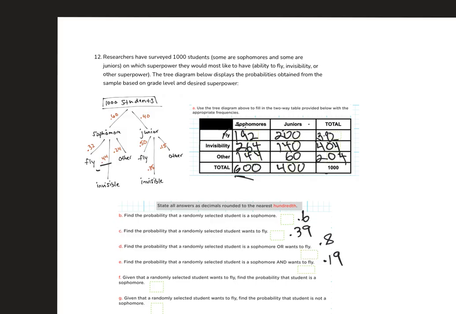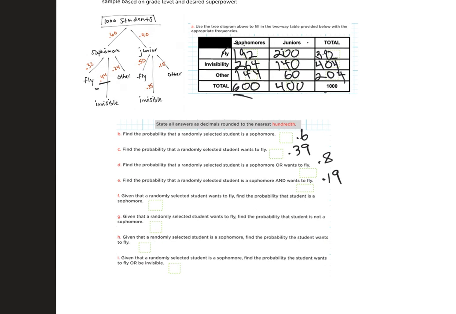Okay, we're then asked, given that a randomly selected student wants to fly, what's the probability that the student's a sophomore? So we're saying out of the 392 students who want to fly, what's the probability that a randomly selected one is a sophomore? Well, that would be 192 out of 392, which gives us a probability of 0.49. 192 divided by 392.